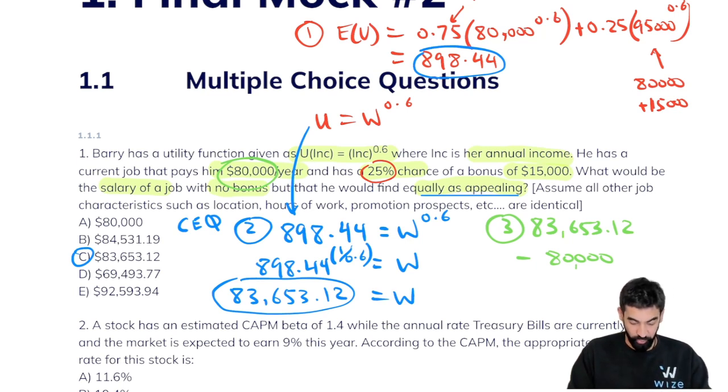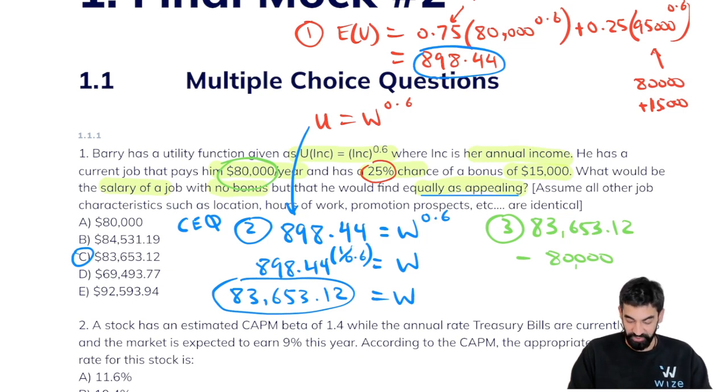So the old job was the first line, 80,000 a year, 25% chance of bonus. Now if they tell him, how much extra does the new job have to pay him? Now it's just the difference. They have to pay him an extra $36.53 as a base salary because there's no bonus.